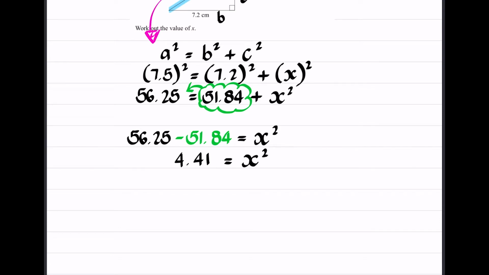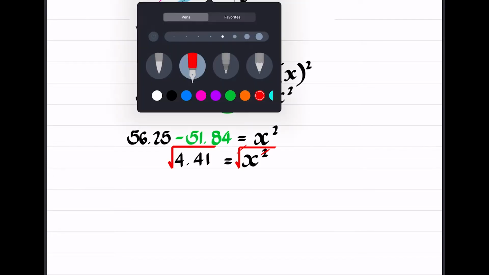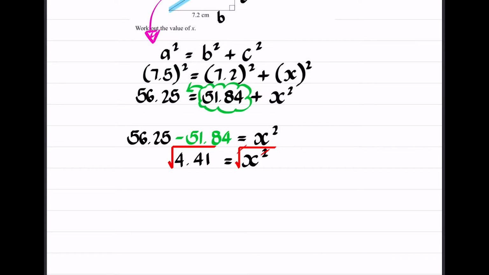However, I'm not looking for x squared, I want the x by itself. So to get rid of the squared, I'm going to do the opposite of squared, which is square root, so that the square root is going to cancel with the square. What I do to the one side, however, I'm going to do to the other side, so I'm going to square root the other side as well. So now I'm going to square root 4.41, and that gives me an answer of 2.1. Just carry down your unit from the question. Centimeters is equal to, and the square root of x squared is x by itself.